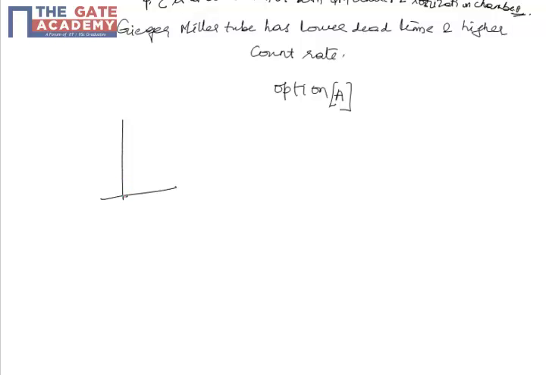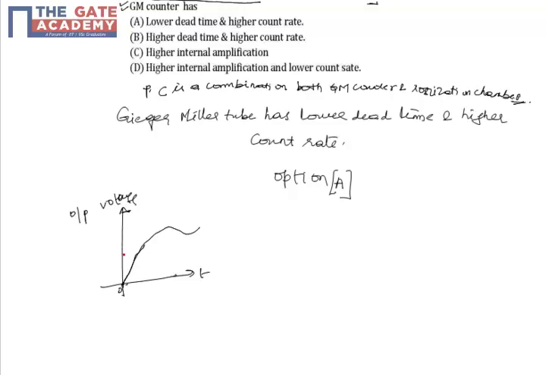Here you get something like this characteristics, which is nothing but the applied output voltage. This is the output voltage, and this is the time. Here you can see you have an instant output at t equal to 0 plus. So you have an output at every time. There is no dead time or lag in the system. You can see it clearly, and it has a higher count rate.